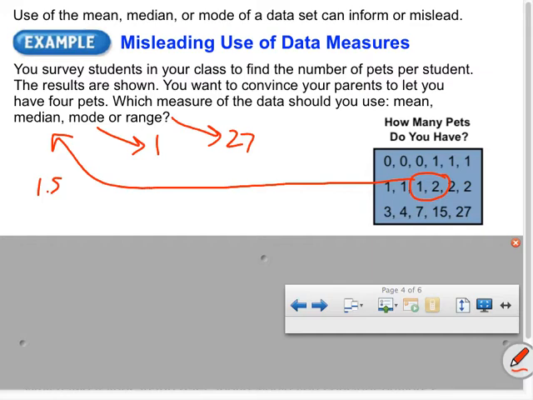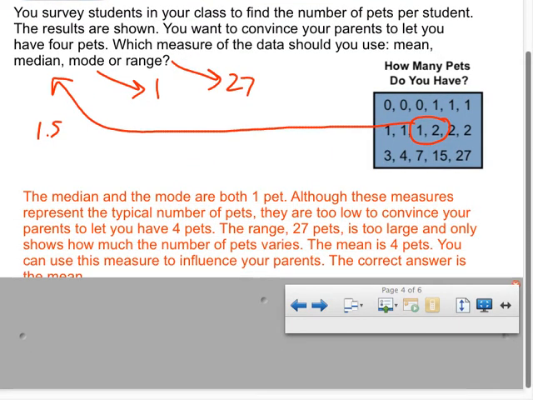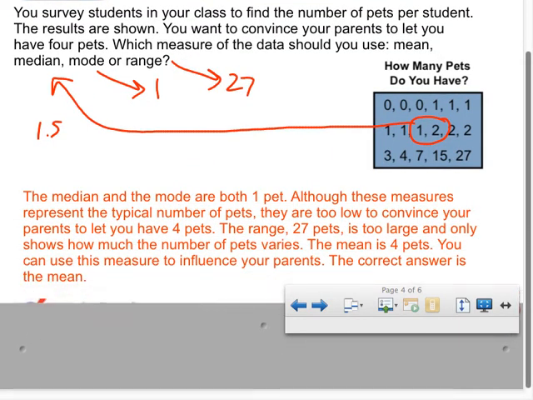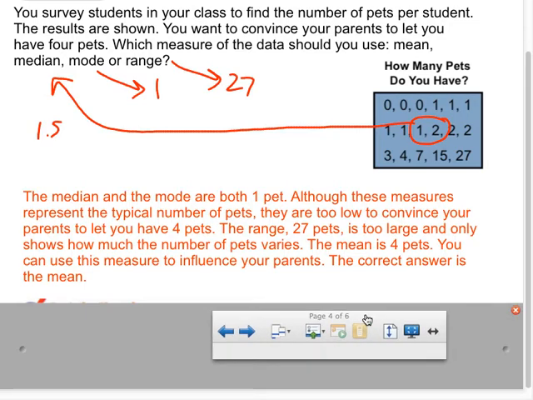Yes. They're going to look at you and say, I don't care how many pets they have. They could have 100 pets. I'm not getting you a pet. So that might be a little bit too extreme. So what's left is the mean, and here's the calculation for the mean. The mean is 4 pets, okay?